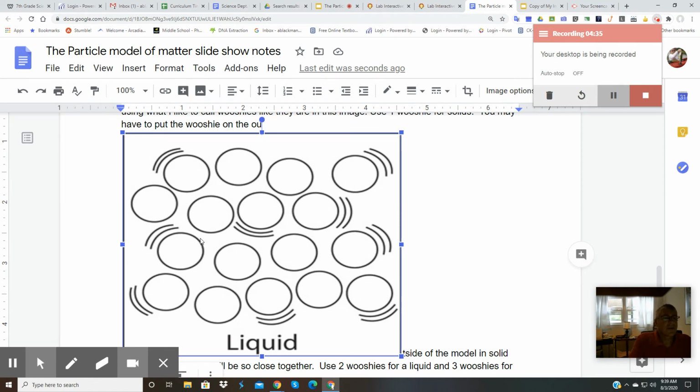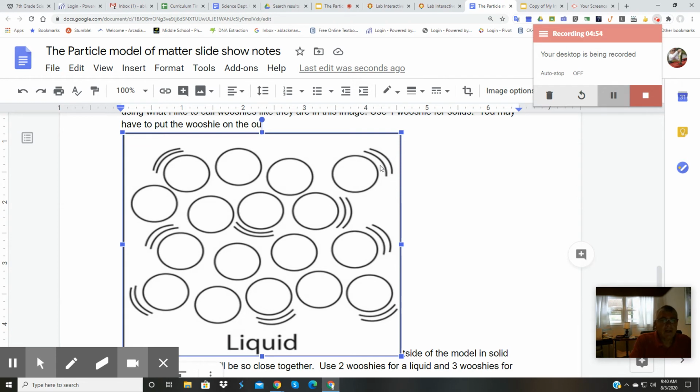Unlike the other drawings that did not have the whooshies in it, I thought I'd show you what a drawing or a model of a liquid should look like. Notice that the particles are spread farther apart, but they're still kind of close together. These are the whooshies that I talked about. They show that there is movement.